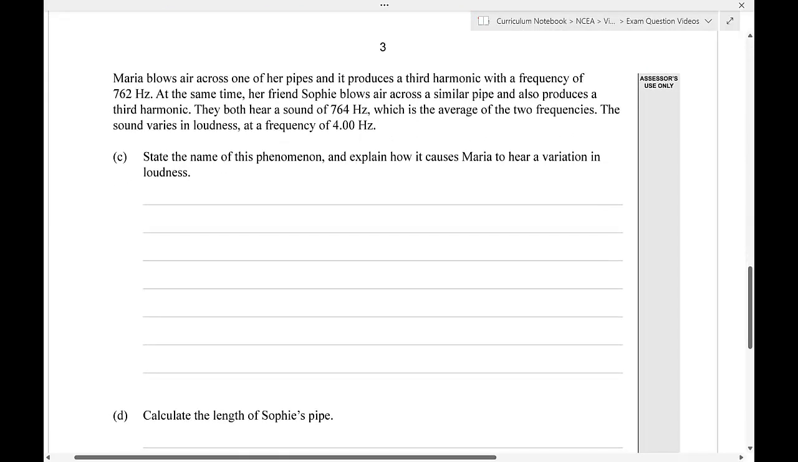Maria blows air across one of her pipes, and it produces a third harmonic with a frequency of 762 Hertz. At the same time, her friend Sophie blows air across a similar pipe and also produces a third harmonic. They both hear a sound of 764 Hertz, which is the average of the two frequencies. The sound varies in loudness at a frequency of 4 Hertz. State the name of this phenomenon and explain how it causes Maria to hear a variation in loudness. All right, so this is about beats. So this is called beats.